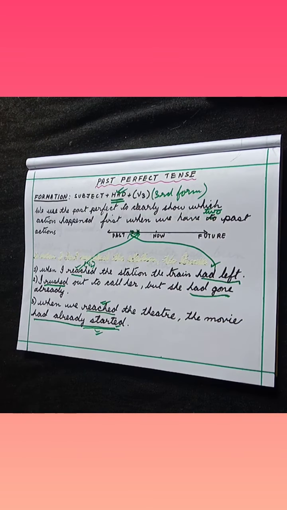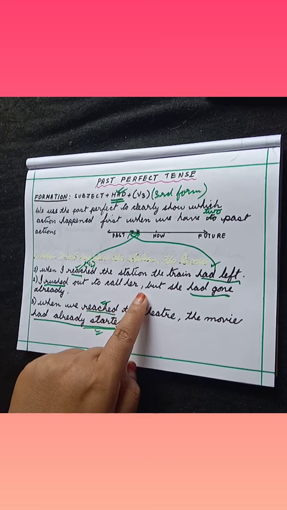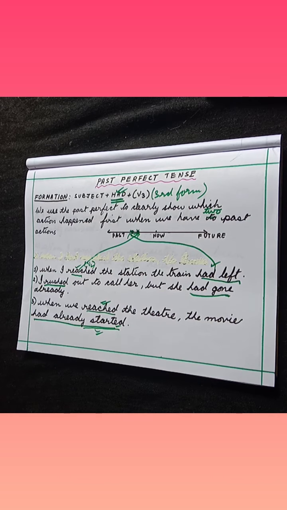Let's take the second example. I rushed out to call her, but she had gone already. I rushed out, past tense; had gone already, past tense, but the aspects are different. She had already gone, and then after that I rushed to call her. So the first action here is she had already gone.